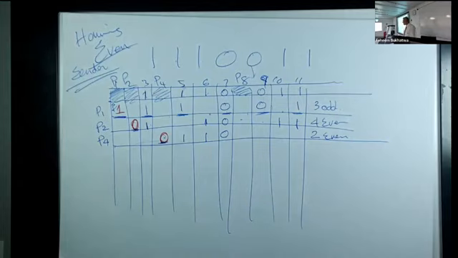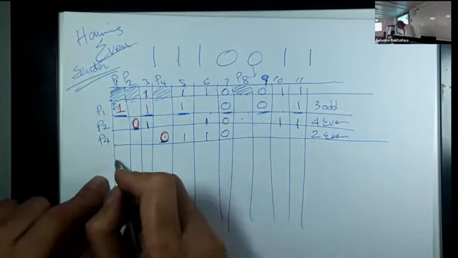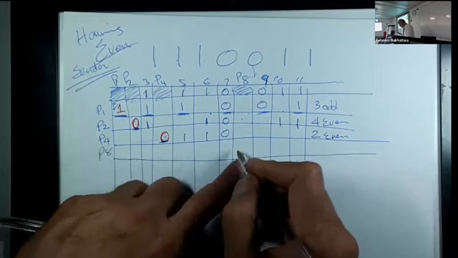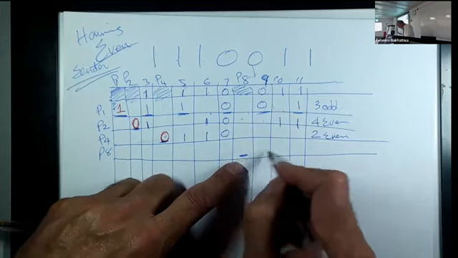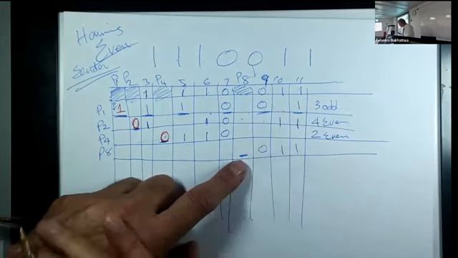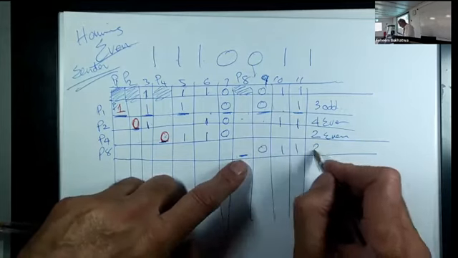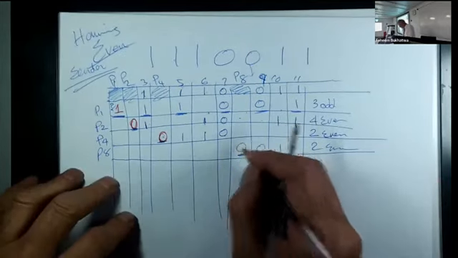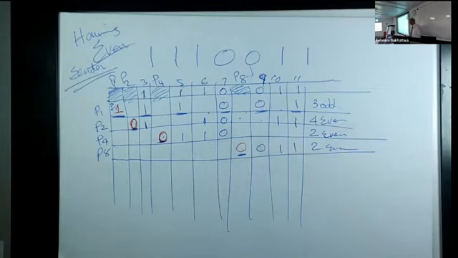Now, column 4. Is it parity 8? Which column shall we use? 8, 9, 10, 11. Right, and that makes it 2, and that's another even, and another 0 goes in there. So now we've determined the 4 parity bits.